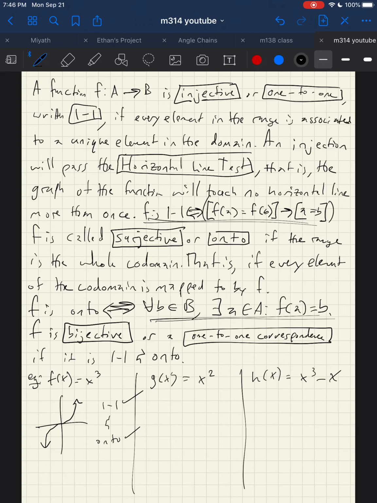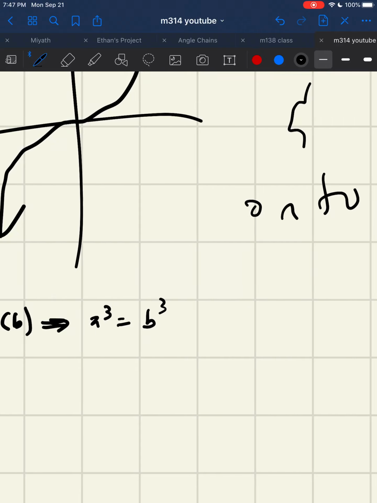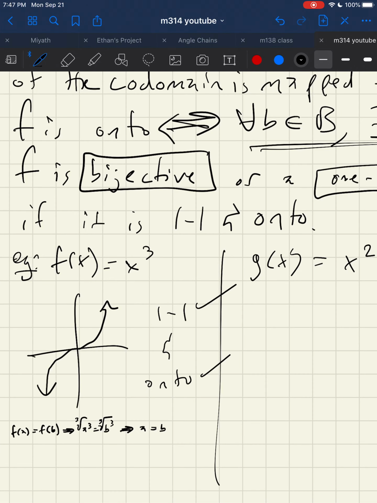I can check this by saying, suppose f of a equals f of b. Actually, let me do this in a little bit smaller type. This is one of the reasons I like this program. I like to zoom in. Suppose f of a equals f of b for inputs a and b. Well, that implies that a cubed equals b cubed, but that implies that a equals b, right? If I take the cube root of a real number, I get the same thing back.